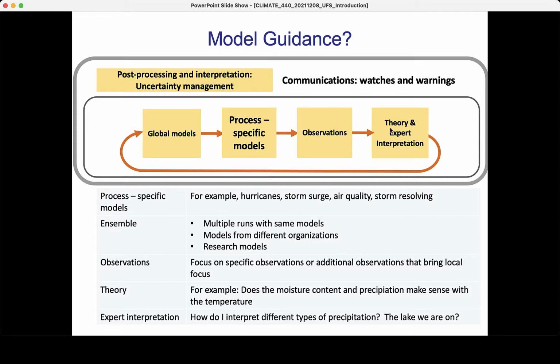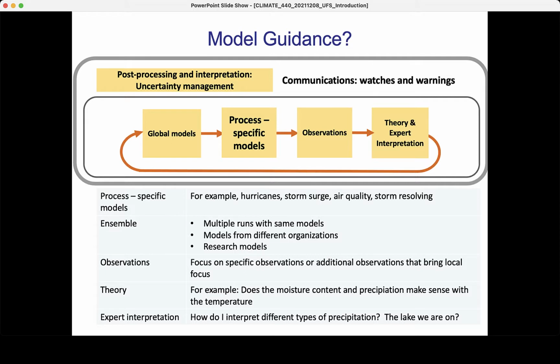We have theory and expert interpretation, where the theory is going to be things like you learn in class. Is the behavior of moisture and precipitation consistent with temperature and the moisture sources and sinks that are actually in your local environment? And then expert interpretation of, what does the lake at the edge of town mean to the forecast that we usually have?